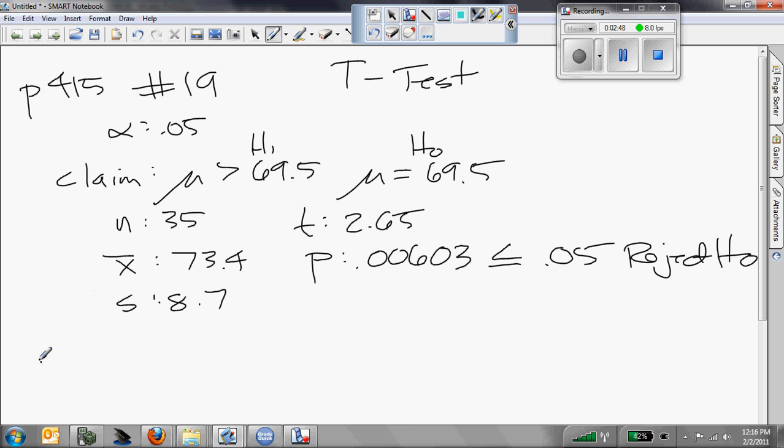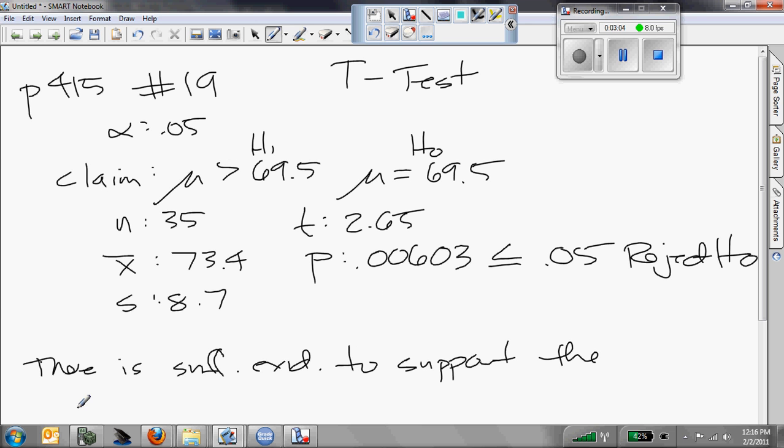We write our formal conclusion. There is sufficient evidence to, our original claim is the alternative hypothesis, so we write support the claim that, restate the claim, mu is greater than 69.5.